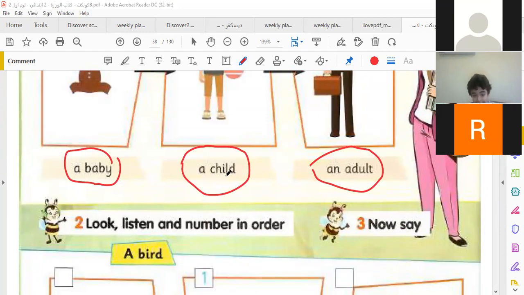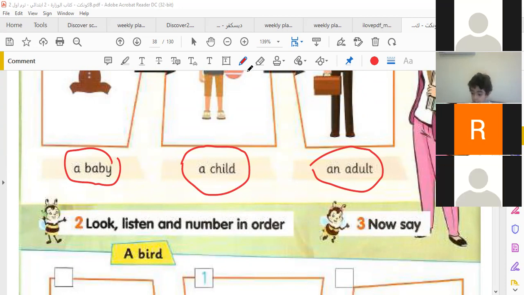Abdurrahman Hussain? Yes, Mr. How are you, Abdurrahman? I'm fine, thank you. What is the first step? Baby. And after that, a child. And at the end, excellent.